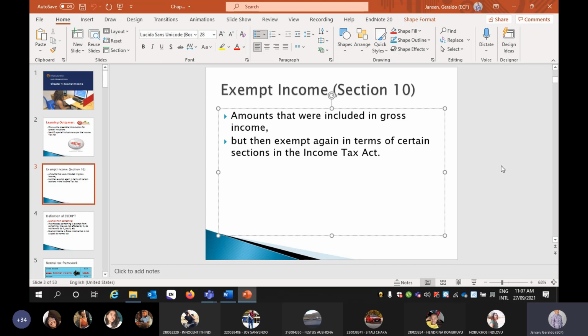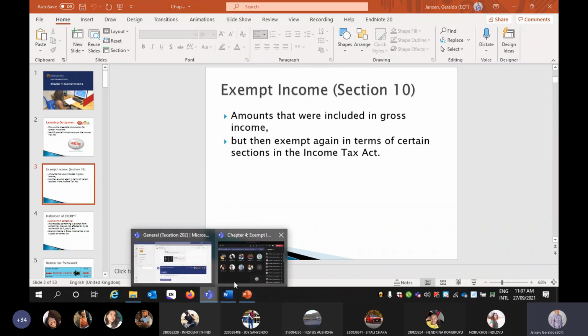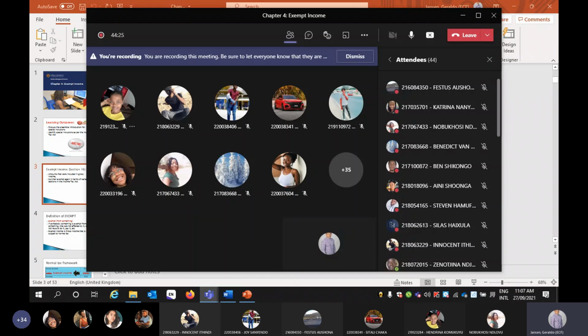Anyway, so exempt income, section 10, and we say it should be amounts that were included in gross income, and now we will exempt it. But then it will be exempted again in terms of certain sections in the Income Tax Act. Now, guys, before I continue, tell me, how do we calculate income? Tell me, how do we calculate income for tax purposes?